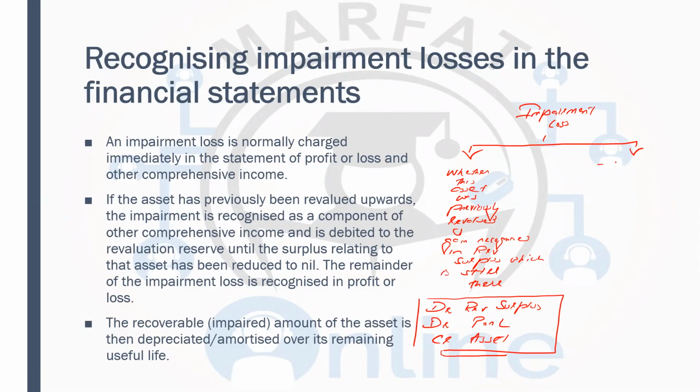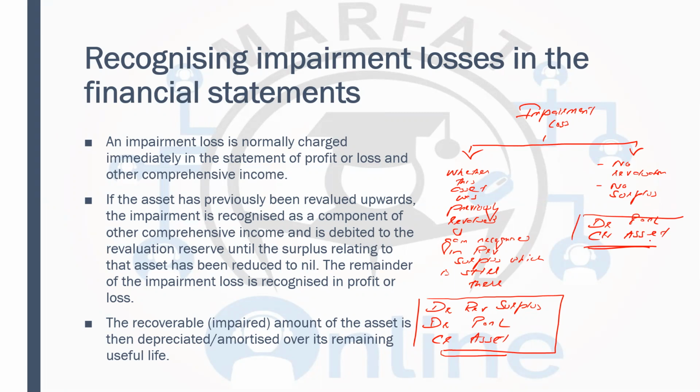Okay, so if there is no revaluation or no surplus, then directly the impairment loss will be recorded in the profit or loss. So debit profit or loss and credit asset.